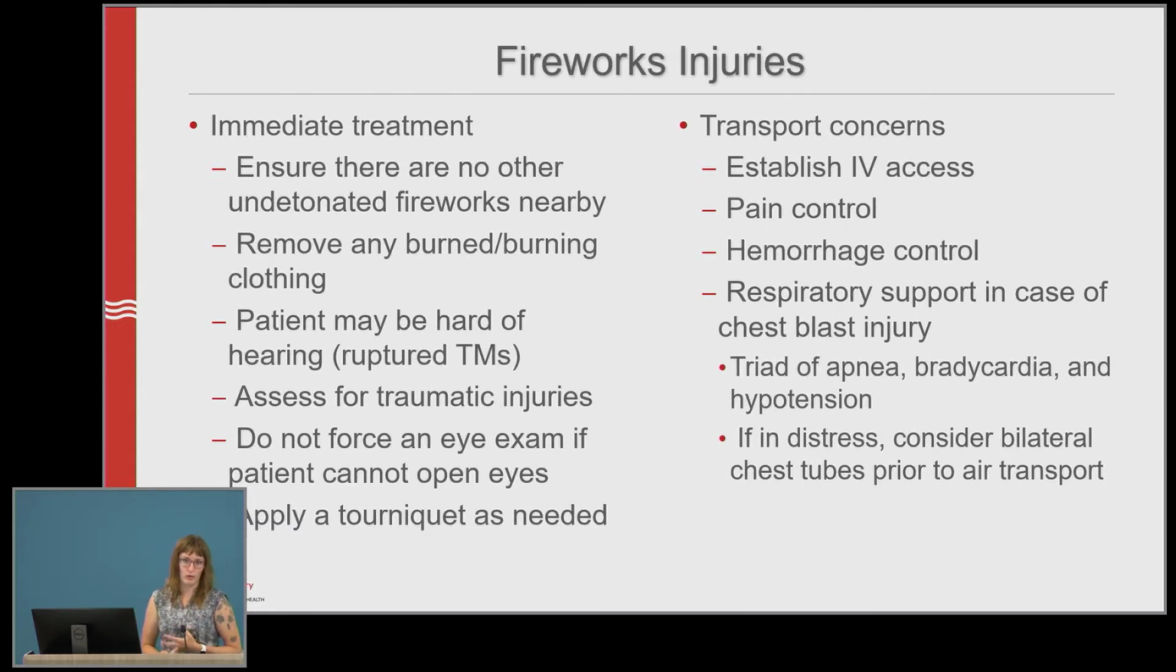Hemorrhage control may be important if you have blood with you. It may be something some of these patients need. And in patients who we think have had a significant overpressure injury to their chest, we're going to want to make sure we're supporting them from a respiratory standpoint. They can have apnea, bradycardia, and hypotension as a result of this. And if they're really in distress and you're thinking about flying them somewhere, you'll want to place bilateral chest tubes before you get in the air.